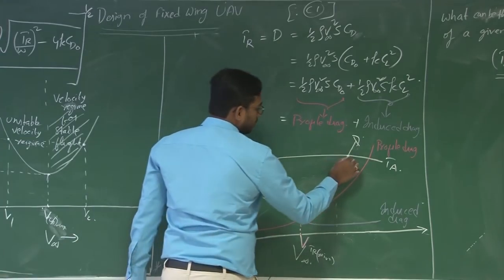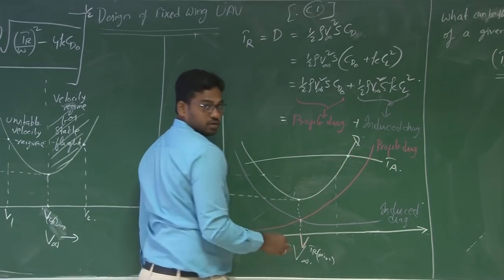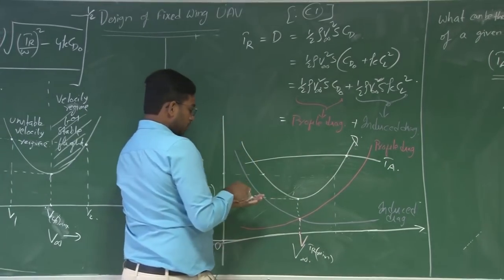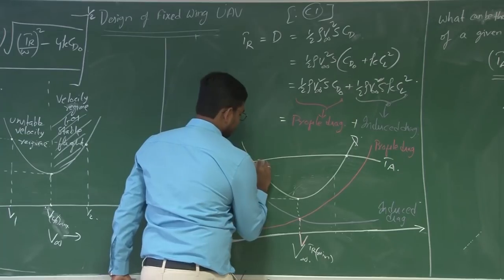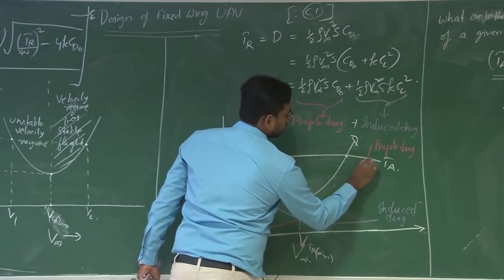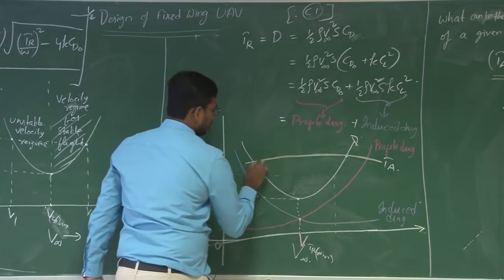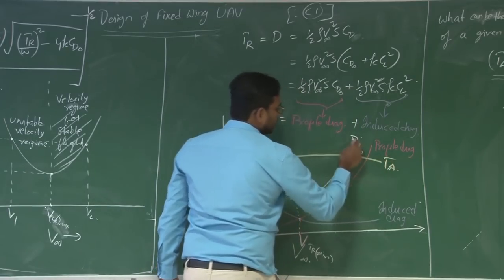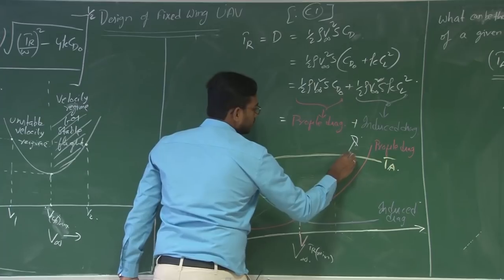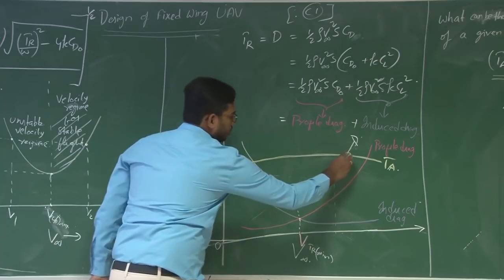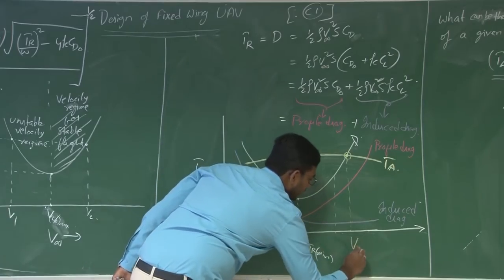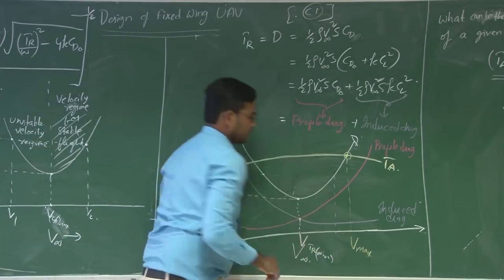If this thrust available equals thrust required, this is the point where the thrust required curve and thrust available curve coincide, right? This is your thrust available and this is your thrust required. So at this point they coincide, and the corresponding velocity of flight will be the maximum, Vmax.